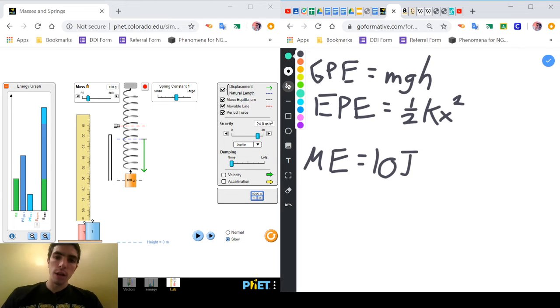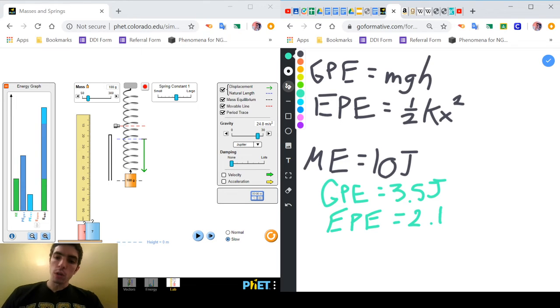I'm going to put the values at this point that I've paused it at. So let's say that when I calculated our gravitational potential energy, I got 3.5 joules. And let's say that when I calculated this elastic potential energy, I found that it was 2.1 joules. And so the question is, what is the remaining kinetic energy that gets us to that same total conserved mechanical energy?